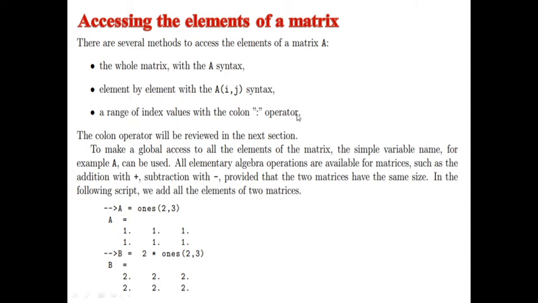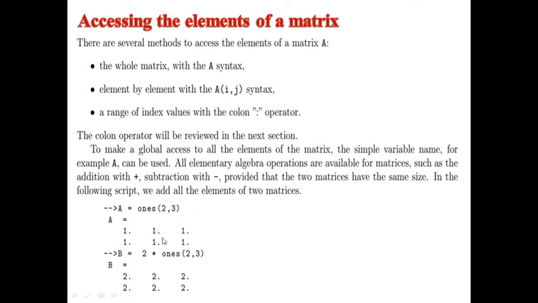Third one is the range of the elements. The colon operator will be reviewed in the next section. We will see what is the use of this colon operator. First we will see, to access all the elements of the matrix, simply you have to give a variable which can be used. For example, here you can see ones of 2 comma 3.